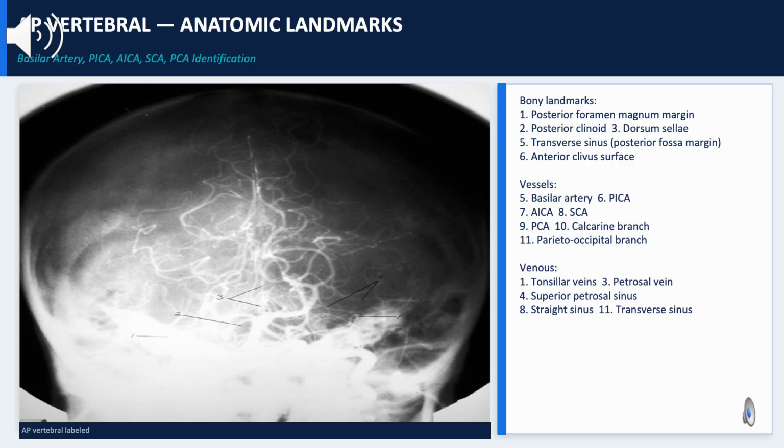The clivus surface (6) serves as a positioning guide. The projection should be parallel to this surface to minimize distortion. The basilar artery (5) should course in the midline. Any lateral deviation suggests a tortuous basilar.